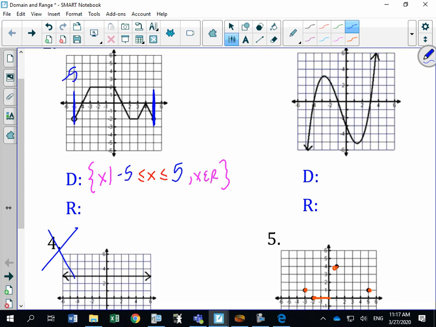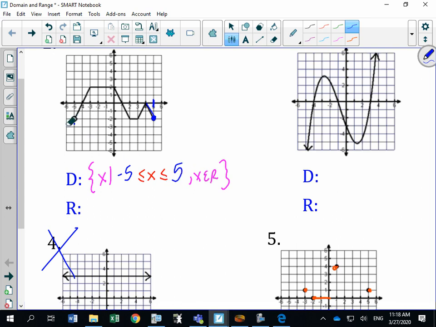Now I need to talk about what an open dot versus a closed dot means. This x value on the right is closed. What that means is my graph actually touches 5. It comes all the way down and it actually touches 5. So if it's a closed dot, x is equal to 5. It's less than or equal to 5.